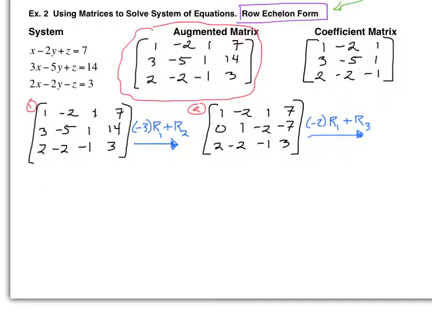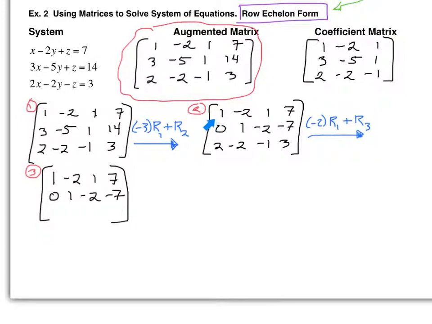And so we're going to get matrix 3. I like to put in the rows that I know are not going to change. So I know that my first row is not going to change. So I'm going to get 1, -2, 1, and 7. And then 0, 1, -2, and -7. Those rows are not changing. My third row is.